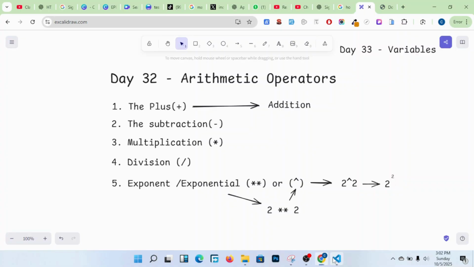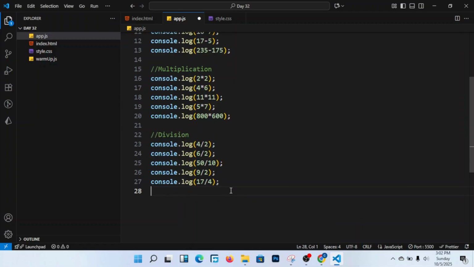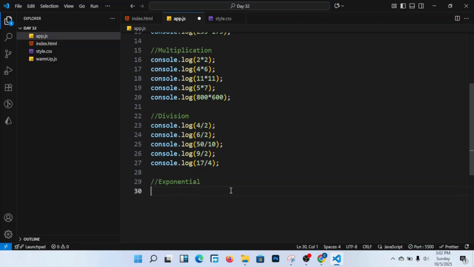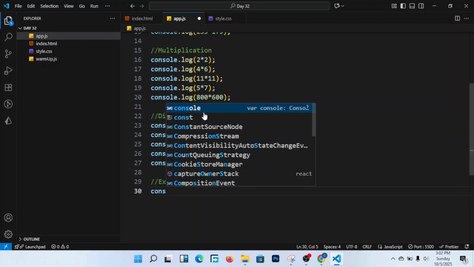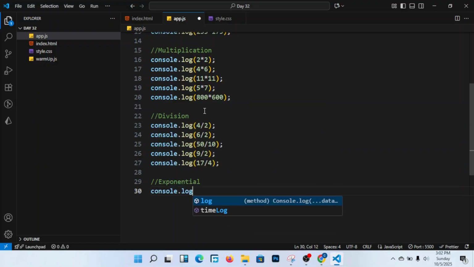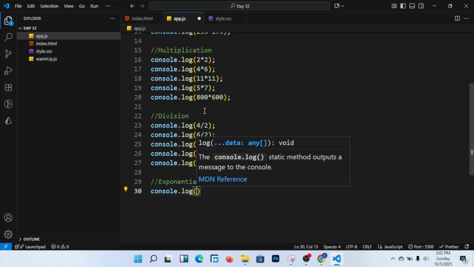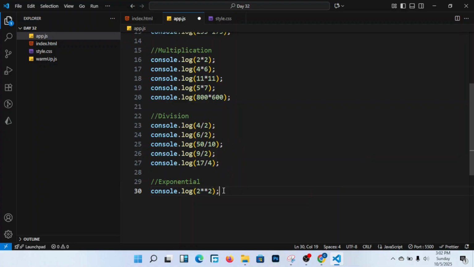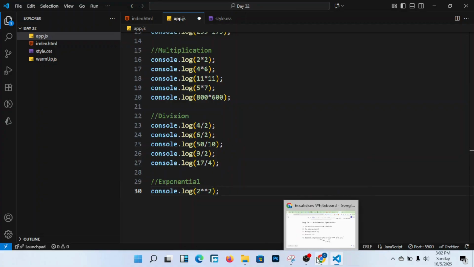So I can come in and test it here and see. Exponent, or exponential. I come here and say console.log. Then I come here and say 2 star star 2. Okay? What is it going to give me?